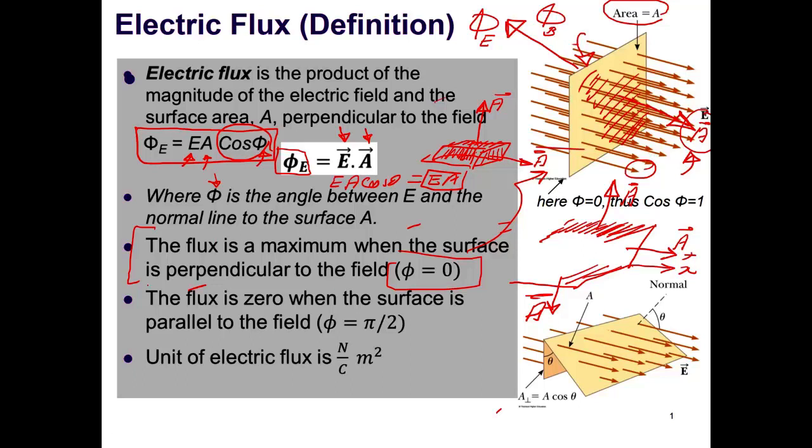So when is the flux going to be equal to 0? Flux is equal to 0 when the surface is parallel to the field. For example, let me draw it this way. Let's say this is the surface, and now the electric field is like that.